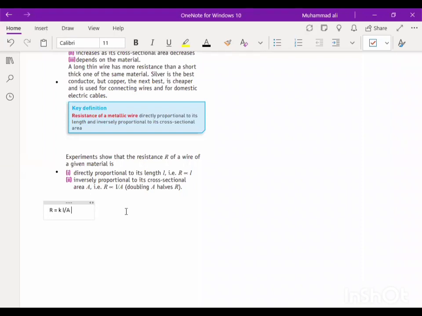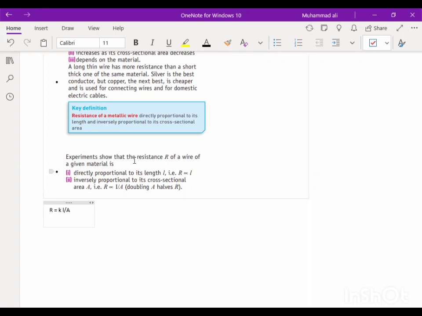Now this constant, which you can see, basically what happens is when you are making a formula, before making the formula, we only had a proportionality sign. When we remove the proportionality sign and combine the relationships into one formula, that is replaced by an equals to sign, and a constant also comes in.